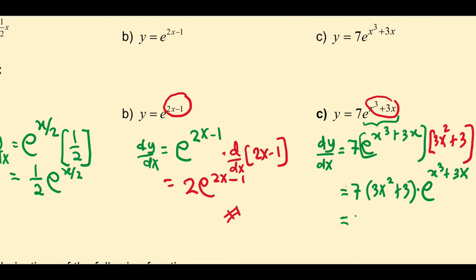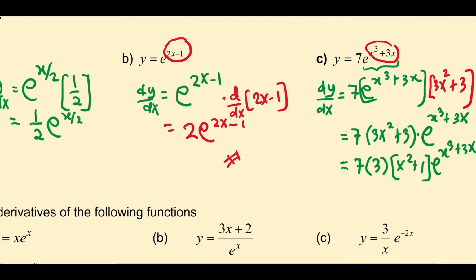Or you can simplify by factorizing 3, and the expression in the bracket is x squared plus 1, times e to the power of x cubed plus 3x. So the answer is 21 times (x squared plus 1) times e to the power of x cubed plus 3x.